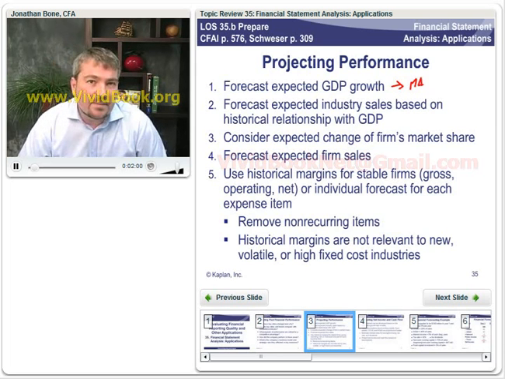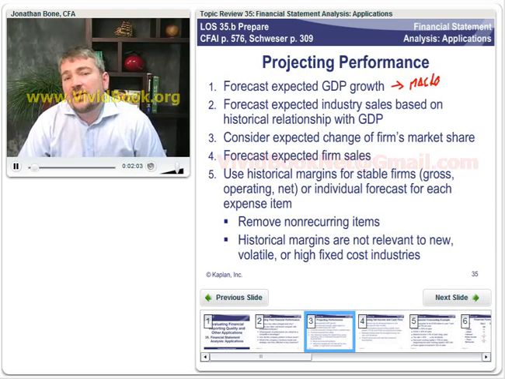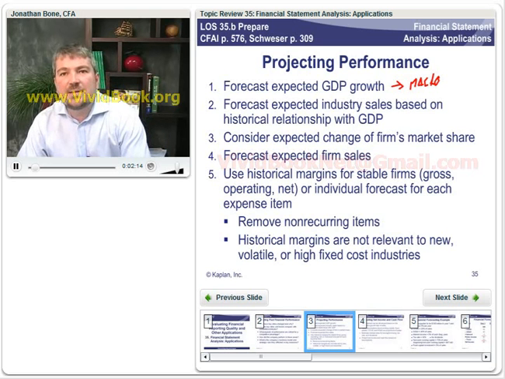So looking at macroeconomic forecasts, what do you think is going to happen to real GDP and GDP growth over the next period? Once you've established what you think GDP will be in the next period, then you need to think about how that will affect your industry sales. Typically, therefore, what we'll look at is regression in order to do this.